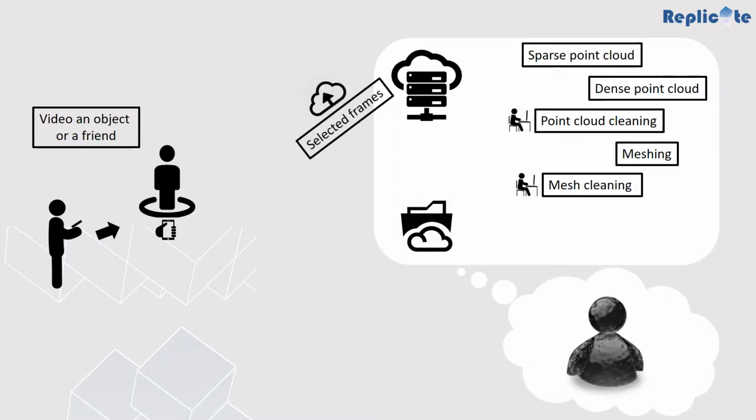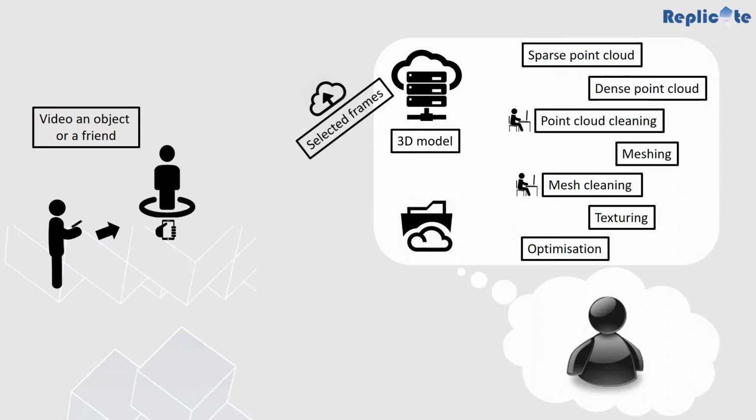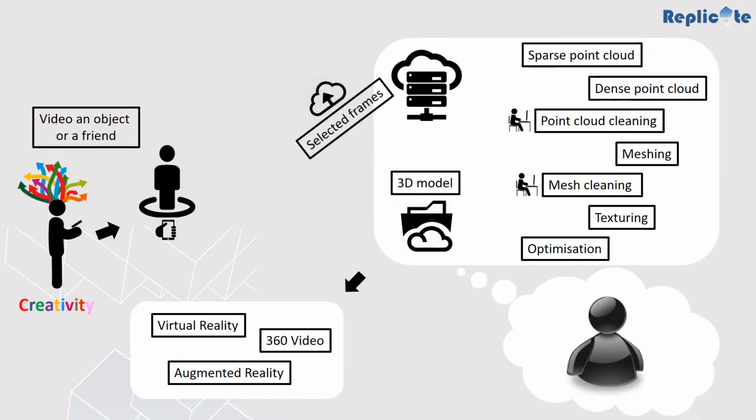Artifacts from the meshing, like holes or surface deformations, are corrected semi-automatically. The mesh is then textured to give a realistic appearance to the 3D model. Finally, the best mesh polygons are selected to produce an optimized 3D model. The 3D model is stored in a database for future user access. 3D models can be used in creative applications such as virtual reality, 360-degree videos and augmented reality.